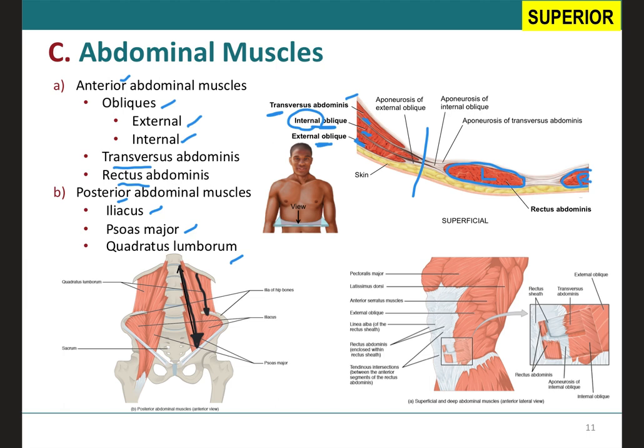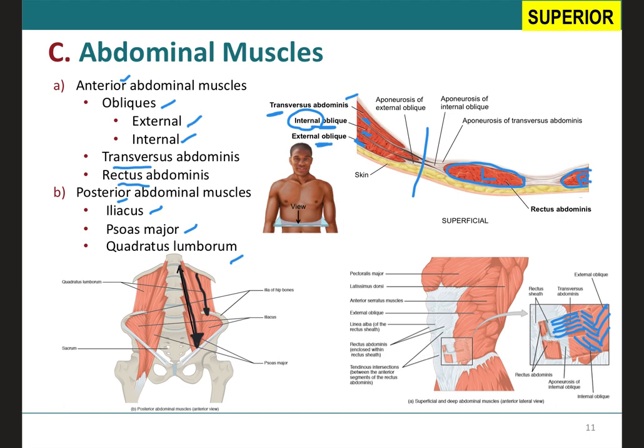And it's called the transversus abdominis because the fibers run transverse. On this insert, we can see the transversus abdominis. Notice how the fibers run transverse. On the outside, the external oblique. Notice how the fibers run oblique. And then the internal oblique, the fibers also run oblique, but in an opposite direction compared to the external oblique.